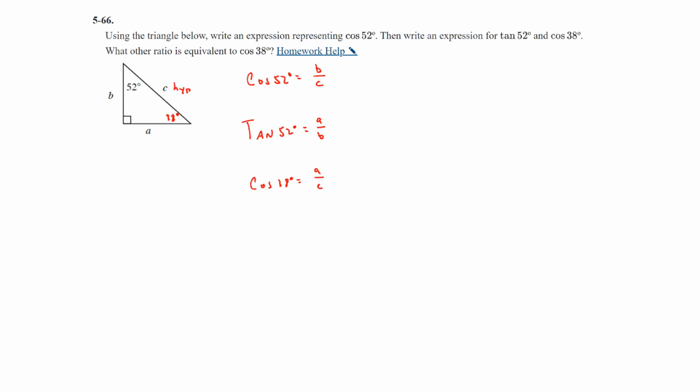Well, let's now use 52, but we have to use that side, which is now opposite, so that would be sine. So sine of 52 degrees is equal to opposite over hypotenuse, which is still A over C, so therefore those are equivalent. So we can say that cosine of 38 degrees is equal to sine of 52 degrees. So that's that last part.